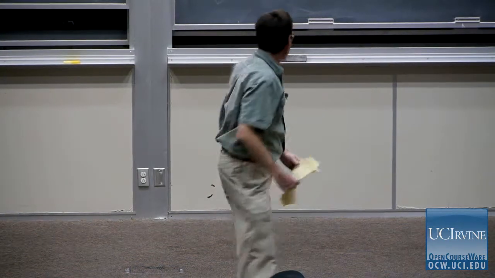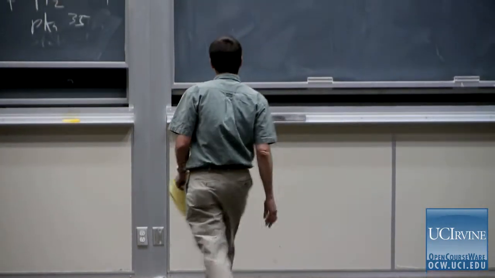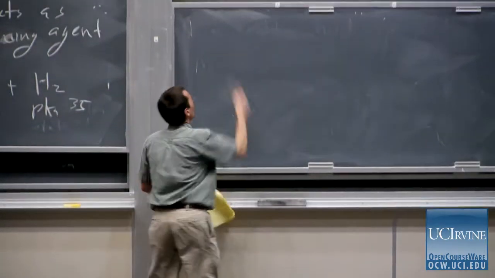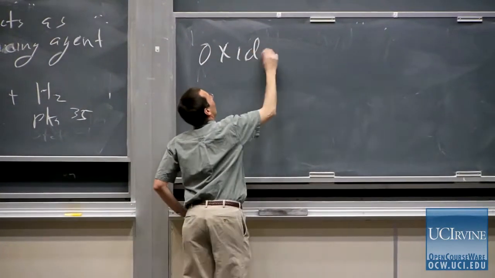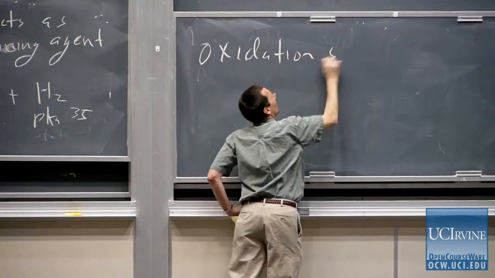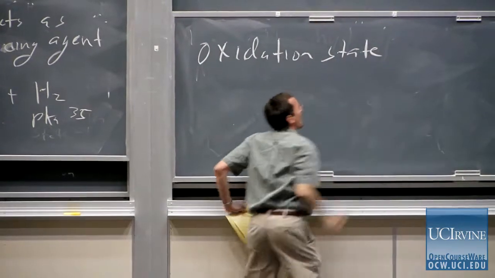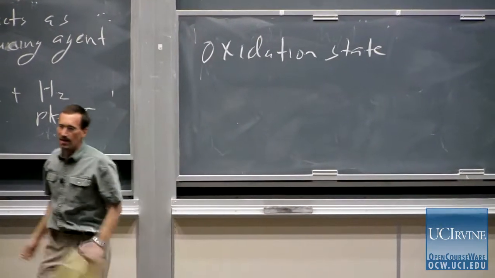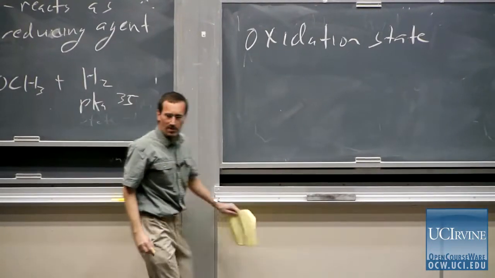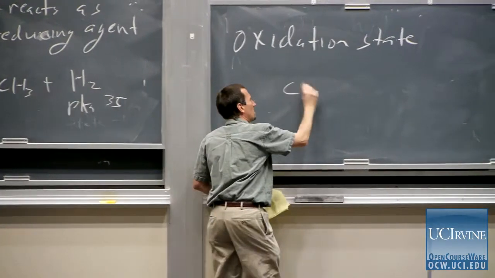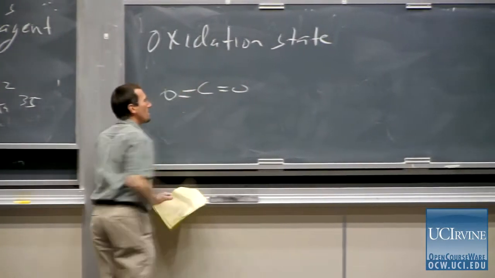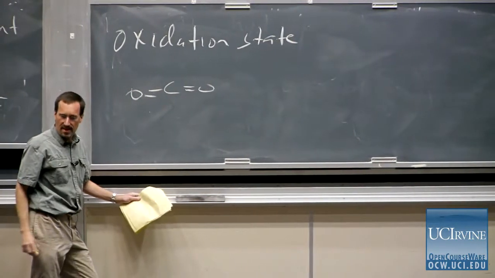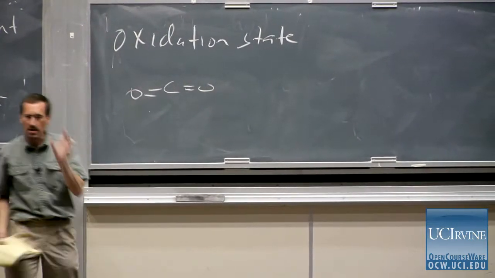Maybe how you find oxidation state numbers? How do you find oxidation state numbers? Okay, great question. All right, oxidation state. Let's take two examples here. We'll start with extreme examples: carbon dioxide and methane. Start with carbon dioxide.